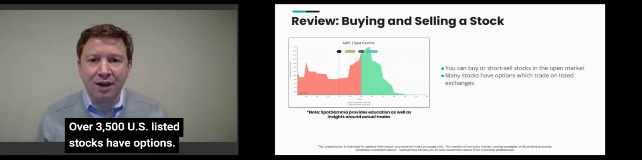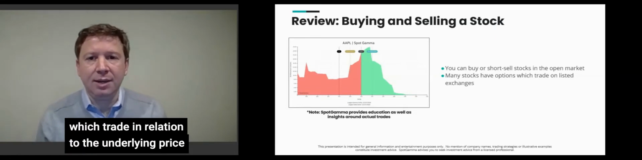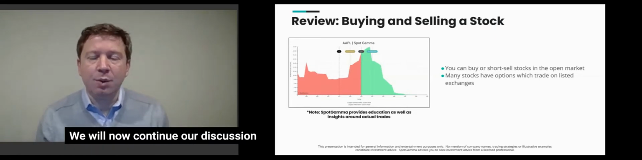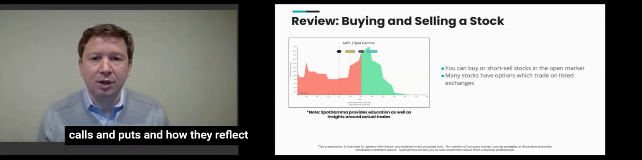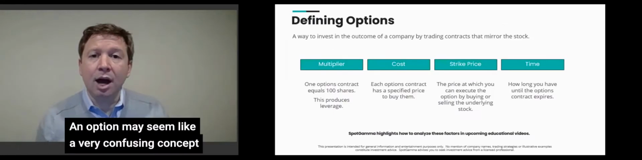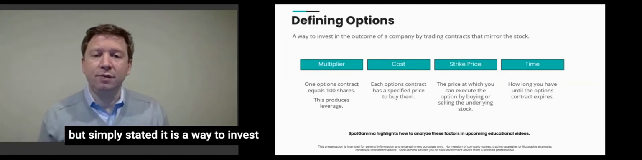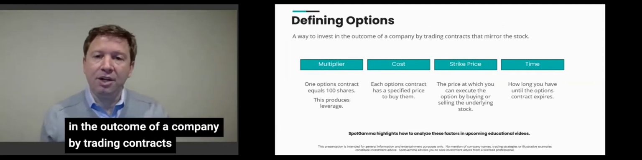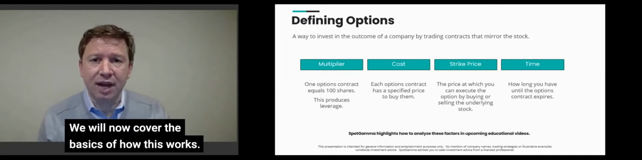Over 3,500 U.S. listed stocks have options, a form of stock derivative, which trade in relation to the underlying price on their stocks. We will now continue our discussion with a description of these types of options, calls and puts, and how they reflect an investor's interest in a company relative to a traditional stock. An option may seem like a very confusing concept, but simply stated, it is a way to invest in the outcome of a company by trading contracts that mirror the stock. We will now cover the basics of how this works.